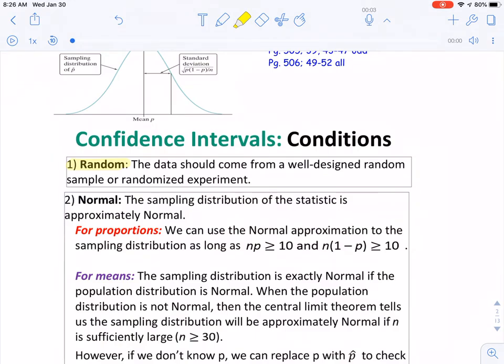The first one is making sure that somewhere in the problem it was mentioned or identified that the data was collected from some random process, that it's a well-designed random sample, or if it was an experiment, that treatments were assigned randomly. We just need to make a statement that it was done at random.